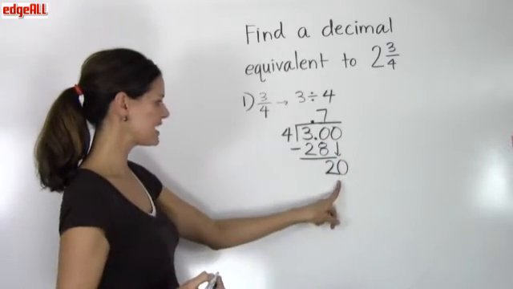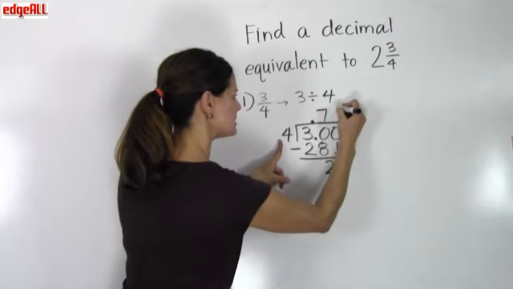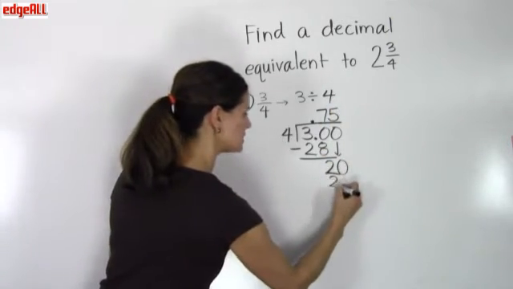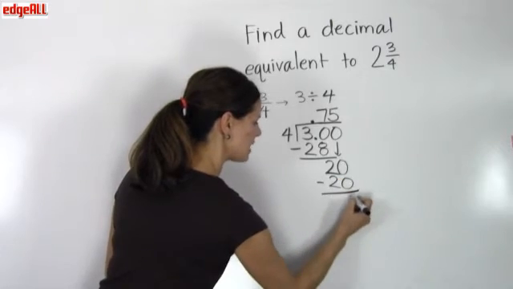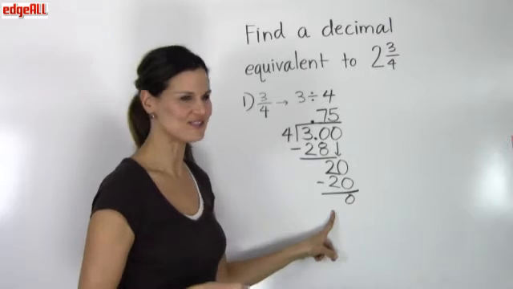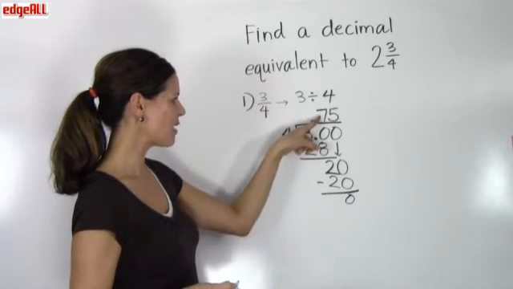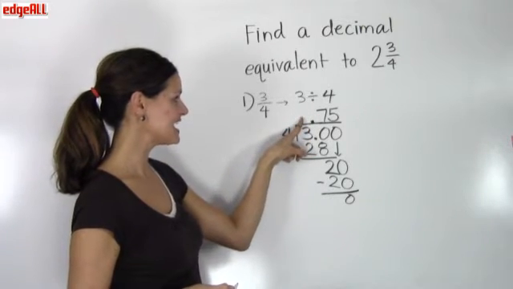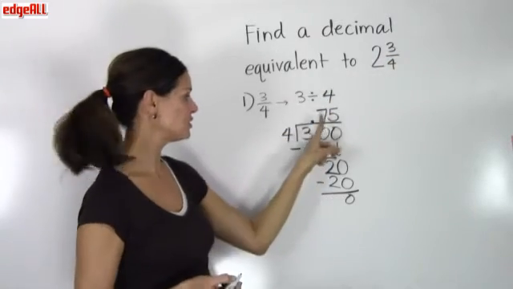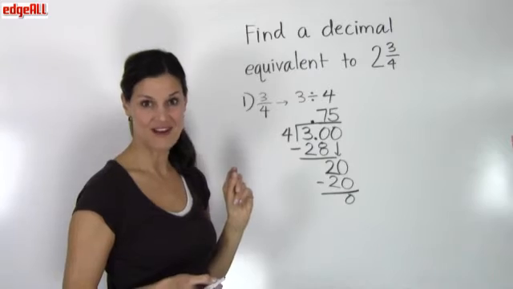And now I've got 20 divided by 4 equals 5. I place my 5 right here. 5 times 4 equals 20. Subtract, 20 minus 20 equals 0. No remainder, so I'm finished with my long division problem. And this 0.75 then is the conversion of 3/4, the fraction, to a decimal, 0.75.